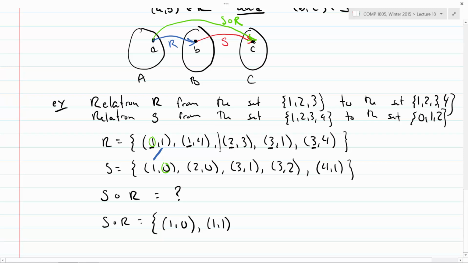So I move on to the next thing in R, which is 2, 3. So it starts with 2 and ends with 3. So I'm going to look for all of the things that start with 3 in S. So the things that start with 3 in S are here. So I have 2, 3, and 3, 1. So I'll have 2, 1. And I have 2, 3, and 3, 2. So I'll have 2, 2.